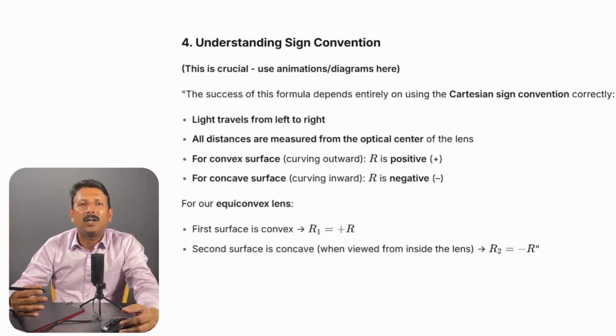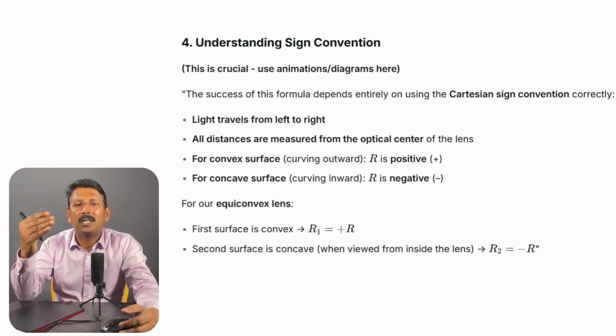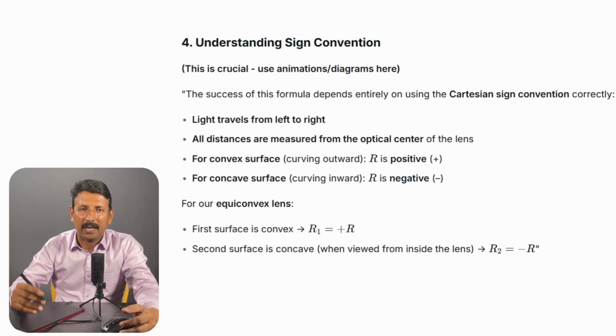Then next, how to understand the sign convention. The simple matter is, consider all distances toward the left side negative, distances towards the right side positive. That is the easiest way to understand. Distances above the principal axis are positive values, and below it negative values.